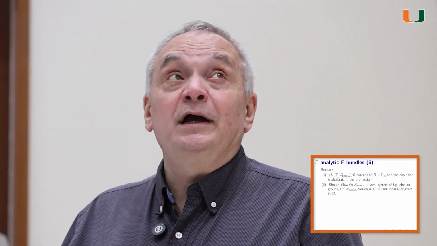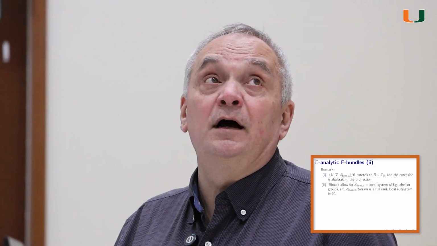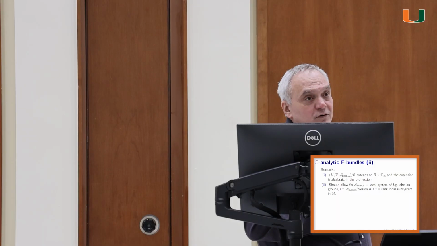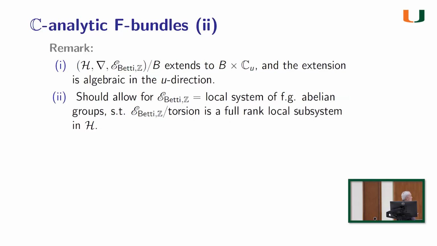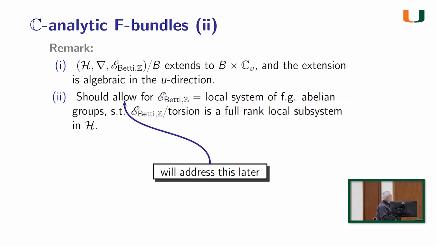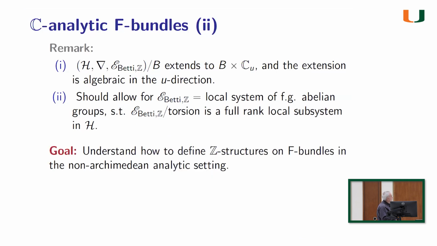And so already this is not completely clear in the C-analytic context, because it's not clear what the compatibility condition between this torsion and the Stokes data is. But from the Fourier dual point of view, actually, there is a good condition, and so you can actually allow for torsion. So I'll talk a little bit about this later. But the goal is how to define this Z structure on F bundles in the non-Archimedean setting, and in particular, how to remember something about this powerful and difficult compatibility condition.